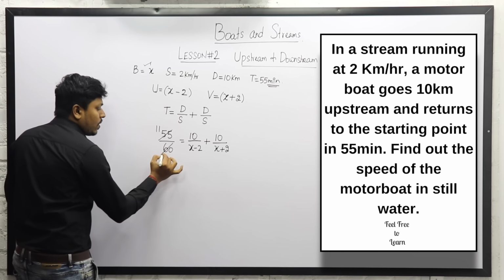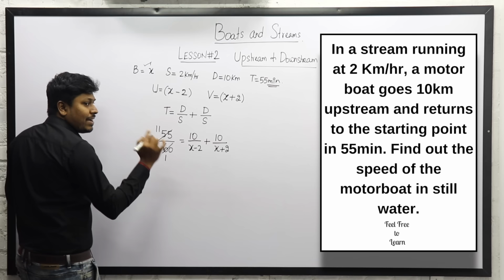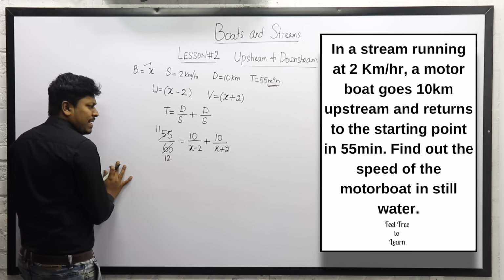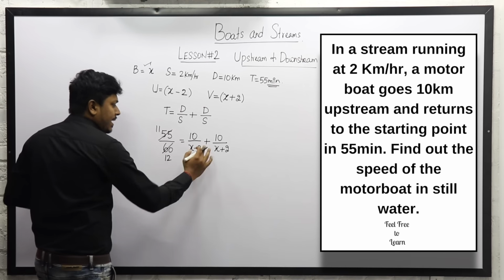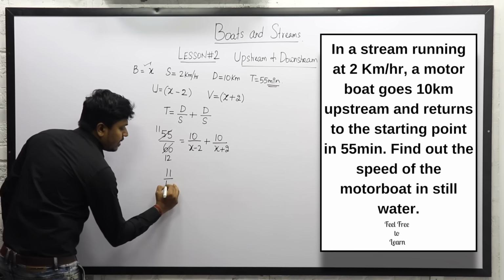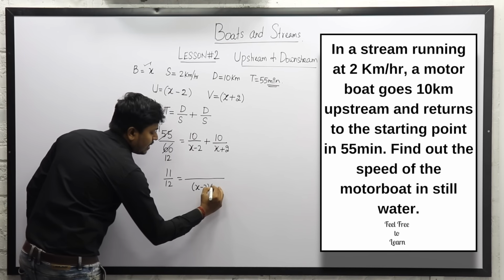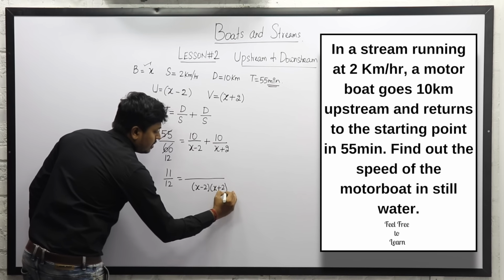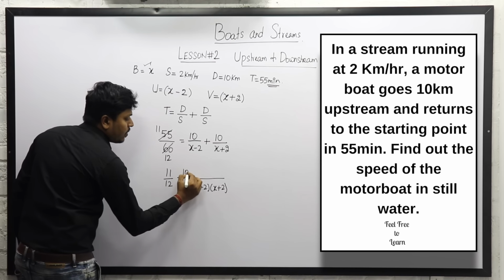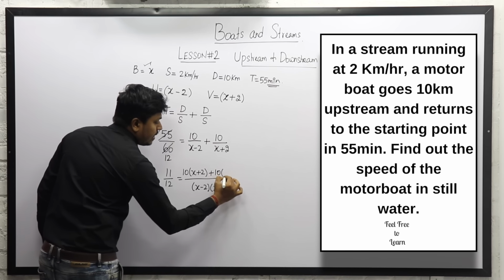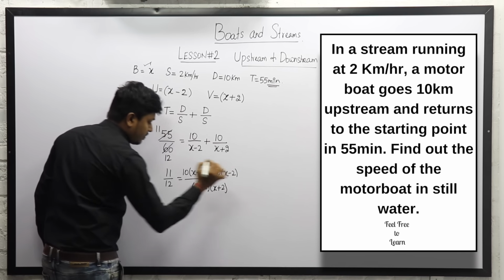If you cancel it on the 5 table, 5 fives are 5, remaining will be 1, that is 10, 12, right? So next there is no other way, so what we can do is take an LCM here. So 11 divided by 12 is equal to, this will be x minus 2 and this will be x plus 2. If you cross multiply, this will be x plus 2, plus 10 into x minus 2.